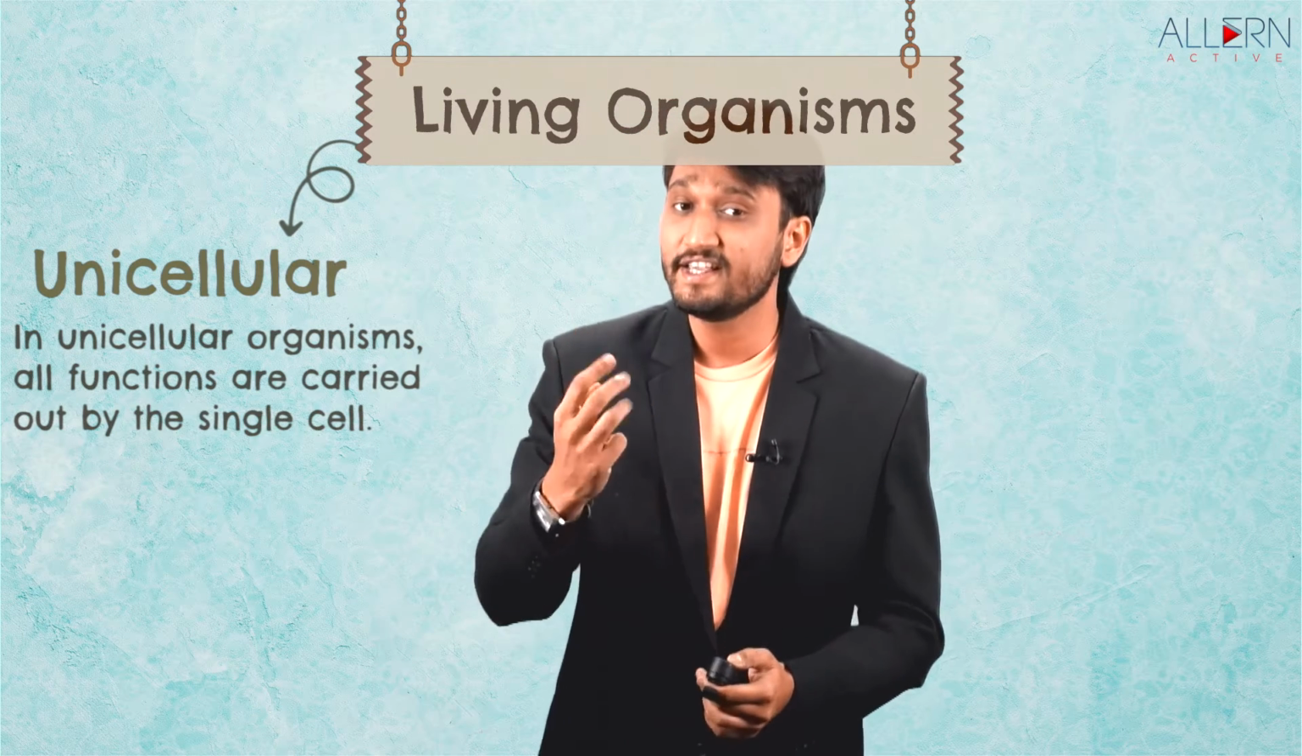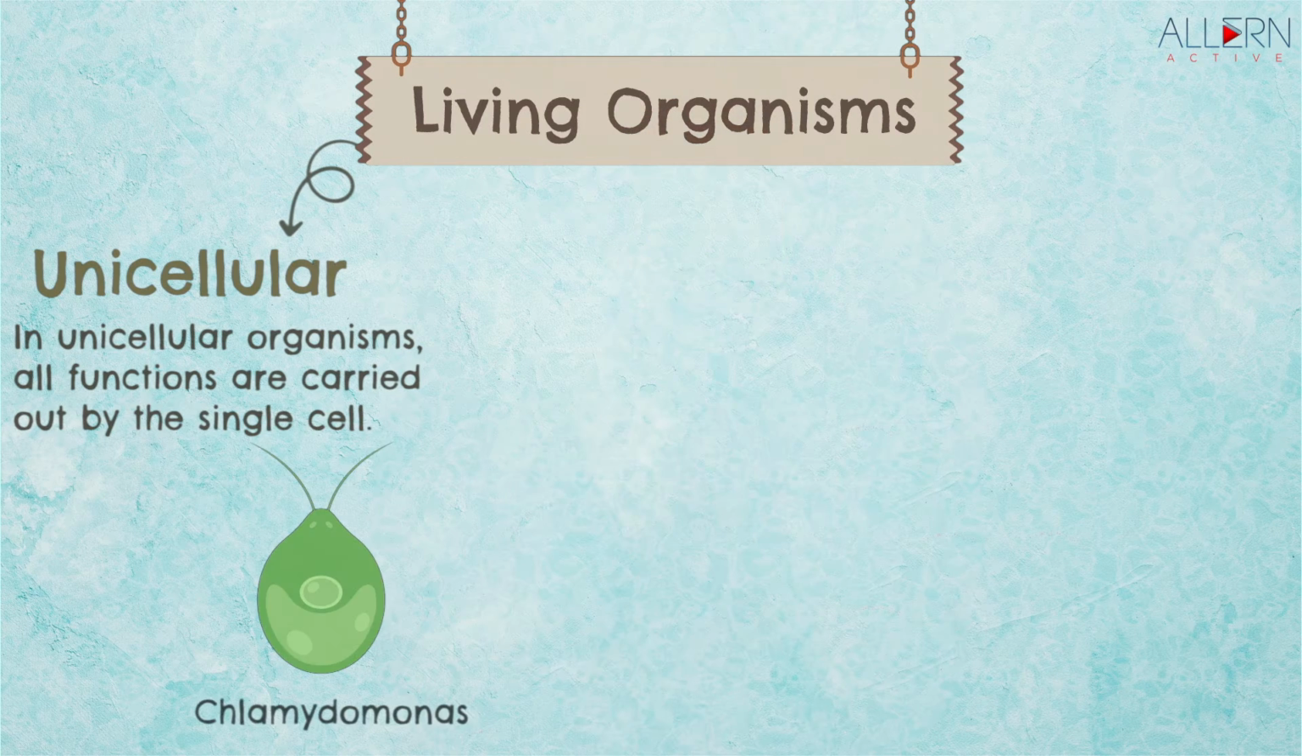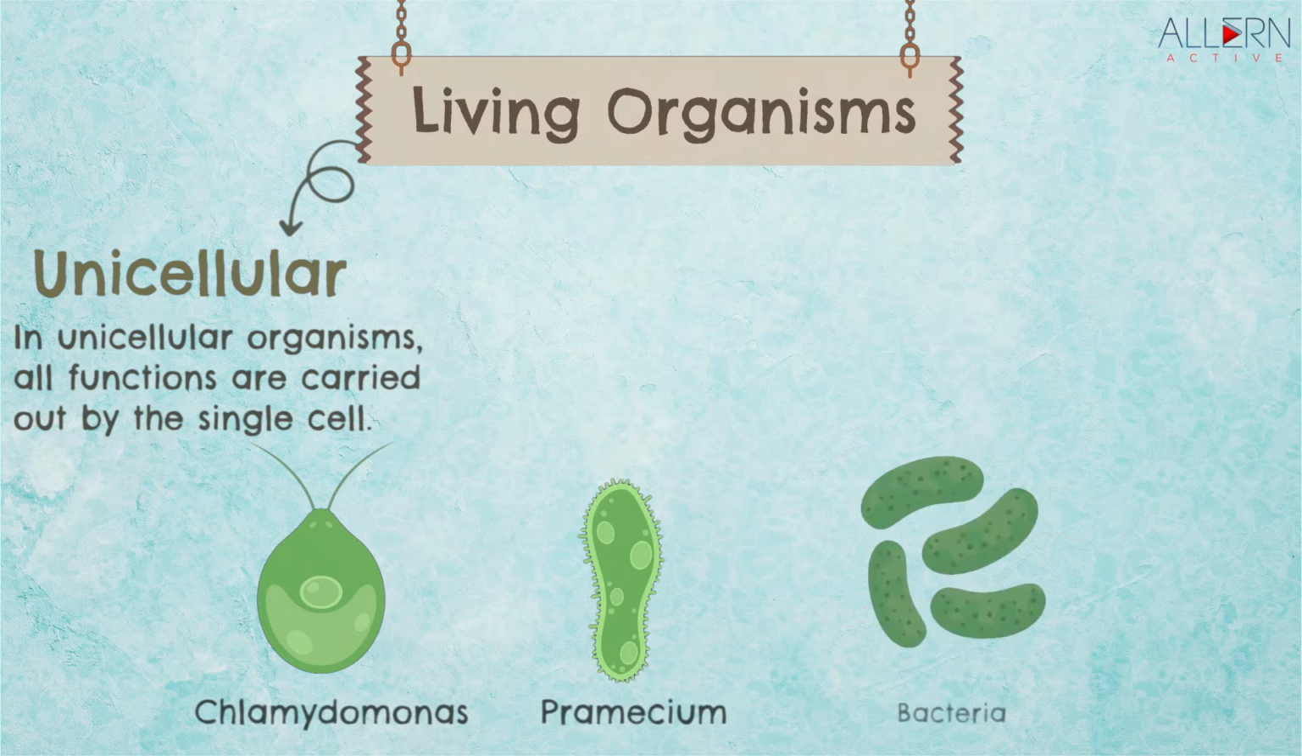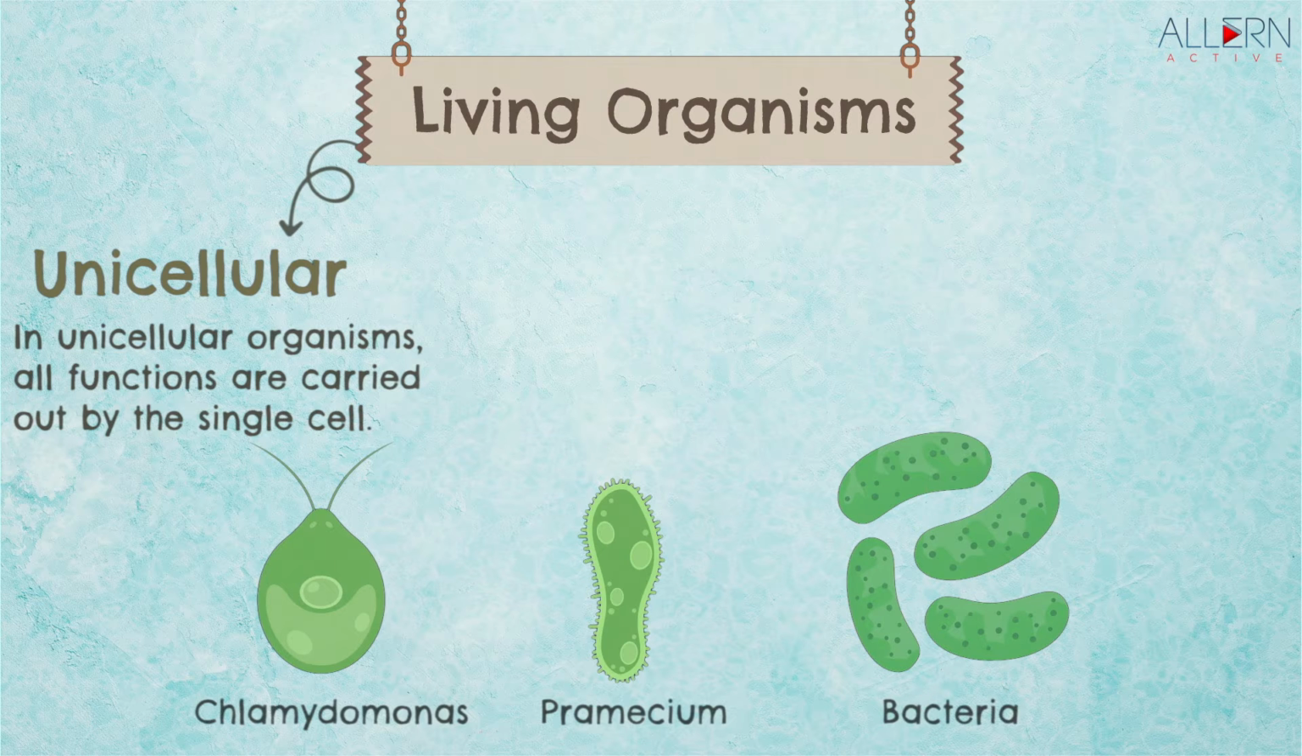And let's have a look at three examples over here. So what are the examples? Chlamydomonas, paramecium, bacteria, all these are unicellular creatures, right? So this is how they look.